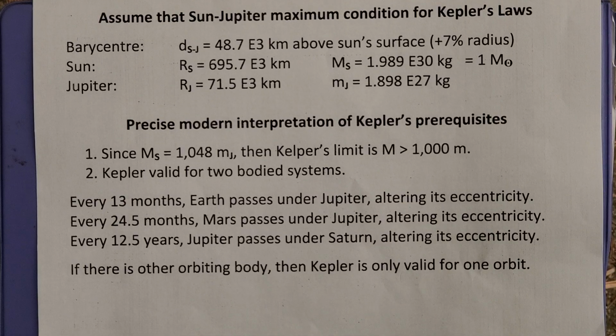Since the barycenter of this Sun-Jupiter system is just off the surface of the Sun, an assumption that Jupiter is the limit for the use of Kepler equations can be supported. Since the mass of the Sun is 1,048 times the mass of Jupiter, I'll assign the first Kepler prerequisite as the primary mass must be greater than 1,000 times the secondary mass. Also, since Newton says that every object affects every other object rather than clearing its orbit, I'll state that Kepler is only valid for a two-body system. If there are additional objects cohabiting the orbit of the secondary object, then Kepler cannot be used.